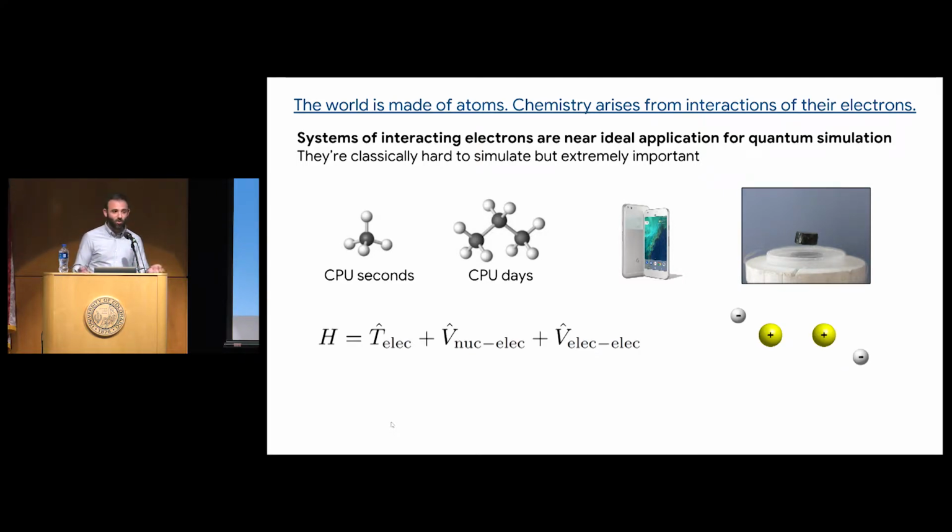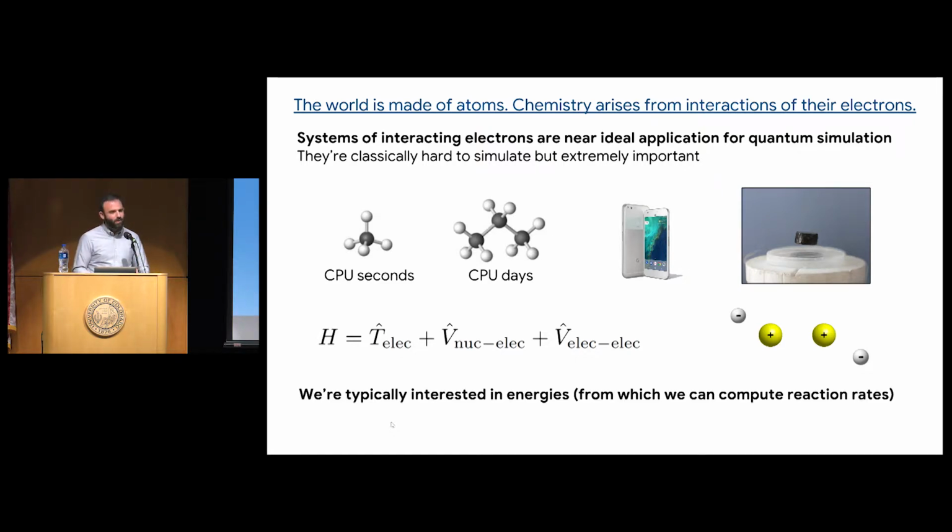So in the case of chemistry, the Hamiltonian is pretty straightforward. We're interested in the electronic wave function, and basically the electrons interact with each other and with the nuclei through the Coulomb potential, and they have kinetic energy. So that's the Hamiltonian. And we're typically interested in energies of these systems so that we can compute reaction rates, which teaches us a lot about chemistry.